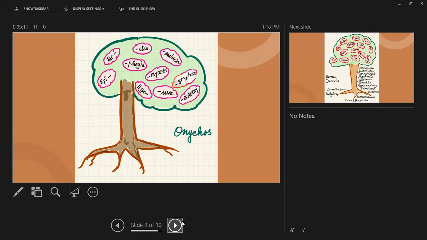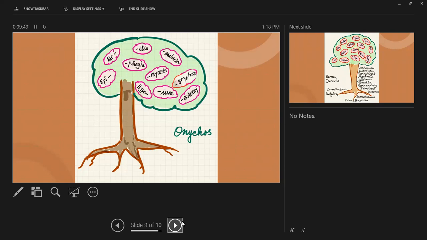So onychectomy means to cut out the nail or remove the nail. Onychomycosis, fungal infection of the nail. Hyponychium is the layer below the nail bed. Aponychium is the layer on top of the nail. Paronychium is the area around the nail. Paronychitis is the inflammation of the area around the nail.